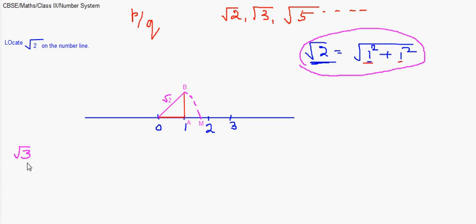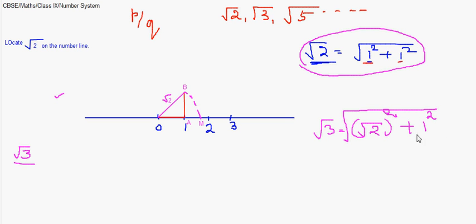To locate this, let's take up the same figure as I had taken for root 2. We have already got root 2. Now how is root 3 arrived at? Root 3 can be done as root 2 whole square, that gives you 2, plus 1 square, that gives you 1, that is root over 3. So this gives you root 3. So root 2 squared plus 1.